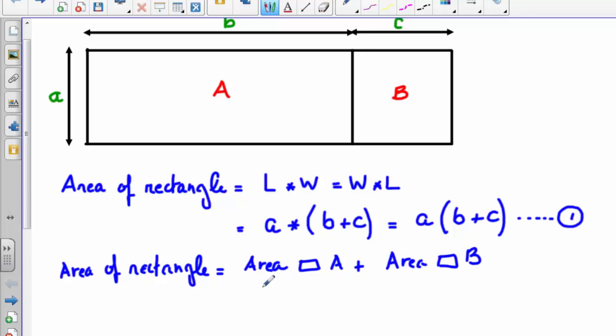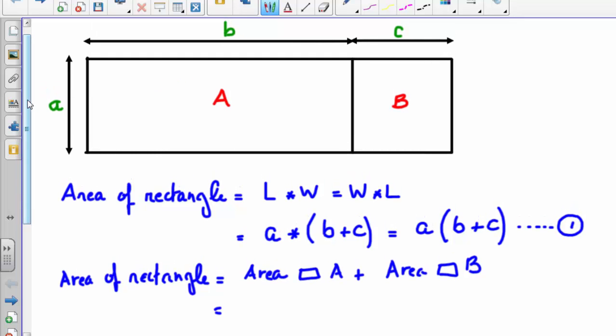Area of a rectangle, we know, is length by width or width by length. If we look carefully at rectangle A, we'll see that a multiplied by b is going to be my area, width times length. Plus, what about the area of B? Again the width by the length, so a times c. And we take this one as relation number 2.